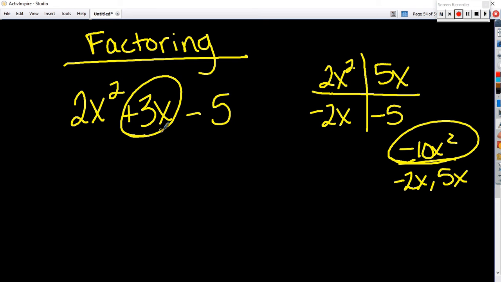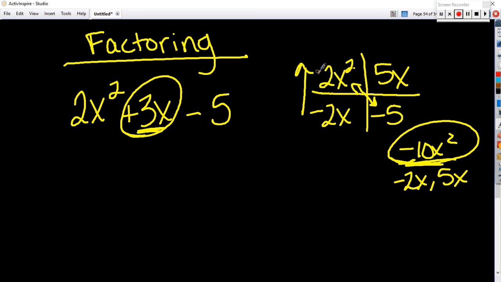No, that's not new at all. This is a review, a recap. The first and the last number multiplied together, you have to find what multiplies to that but adds to what's in the middle. It's got to add to the 3x. Positive 3x. The 3x is in the middle. That's what it's got to add to. 2 and 5 don't add to 3x. Negative 2x and 5x, because it's a mixed sign situation.